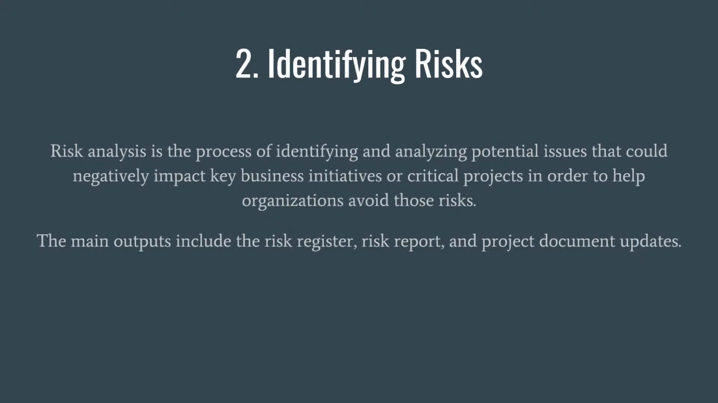The second step to project risk management is identifying risk or risk analysis. This is the process of identifying and analyzing potential issues that could negatively impact key business initiatives or critical projects in order to help the organization avoid those risks. The main outputs include the risk register, risk report, and project document updates.